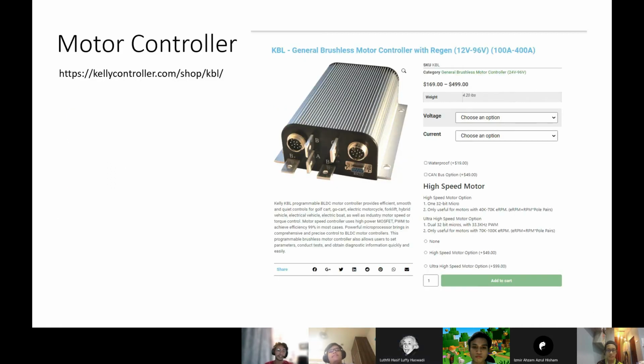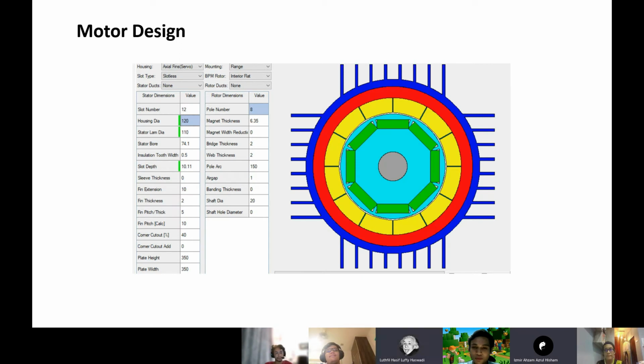As for the motor controller, the reason we chose this specific motor controller is because our max current was 300 amps, and this controller produces around 100 amps to 400 amps. Okay, now we proceed to the motor design.